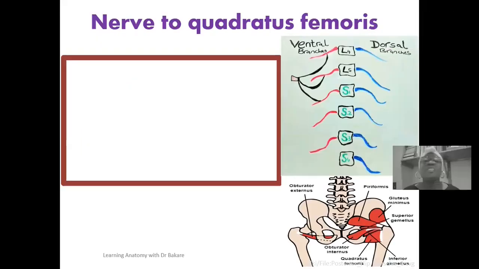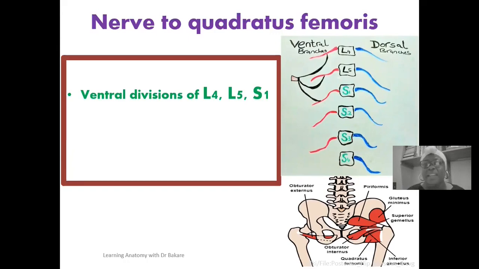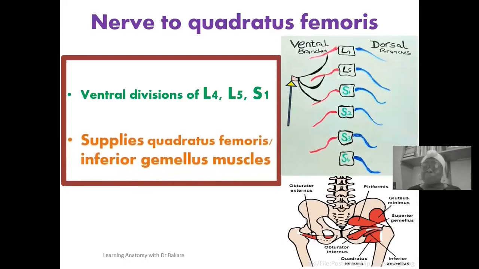So now let's go to the branches that emerge from the ventral divisions of the anterior rami from L4 to S4. So the first branch here is the nerve to the quadratus femoris. This is one of the branches that would emerge from the ventral divisions of the sacral plexus. So this nerve emerges from the ventral division of the anterior rami from L4, L5, and S1. So this is where we have L4, this is where we have L5, and this is where we have S1. As they emerge here, they come together at this point to form the nerve to the quadratus femoris. This nerve basically supplies the corresponding named muscle and of course the inferior gemellus muscle.